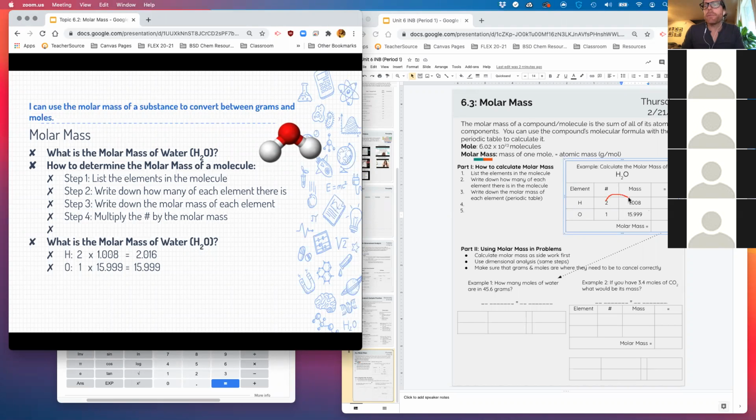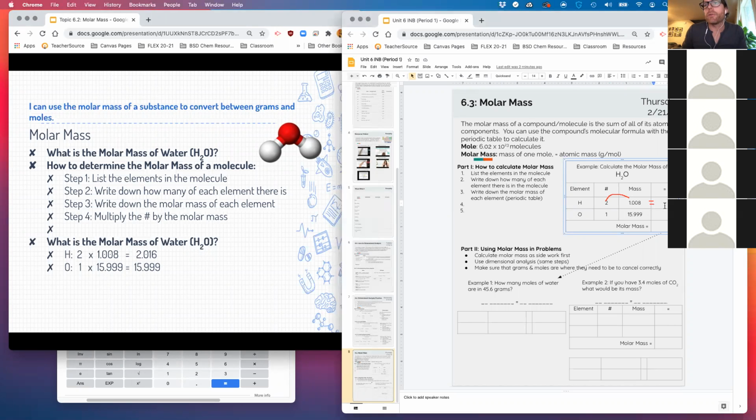2 times 1.008 equals, and you can use a calculator for this. So it'd be 2.016. And then I'm going to say, okay, 1 times 15.999, you don't really need a calculator for that, would be equal to 15.999.